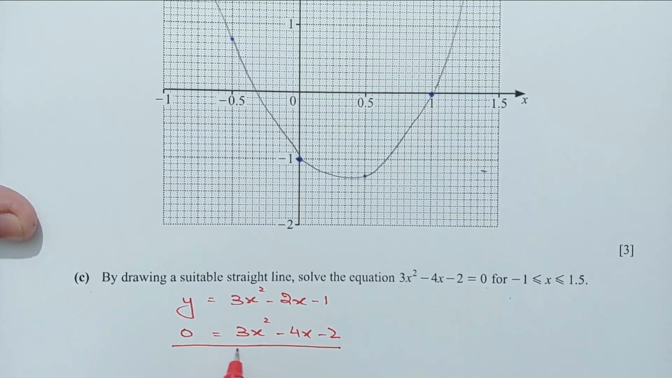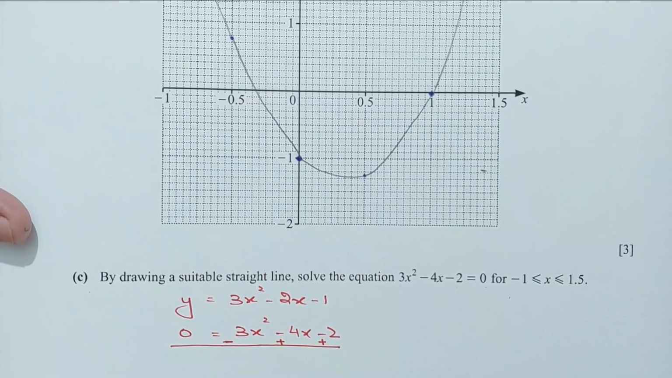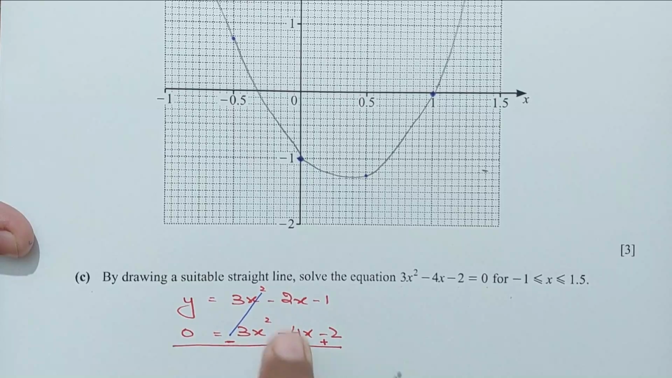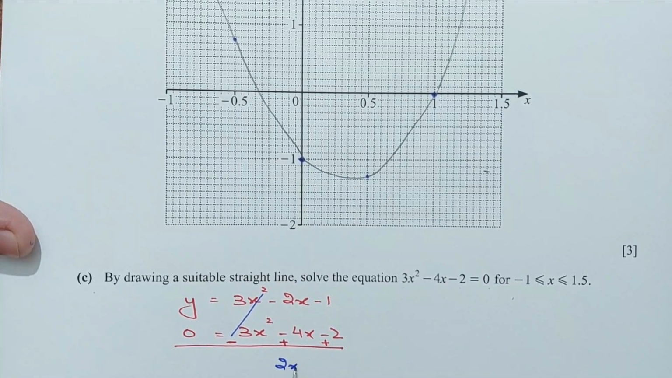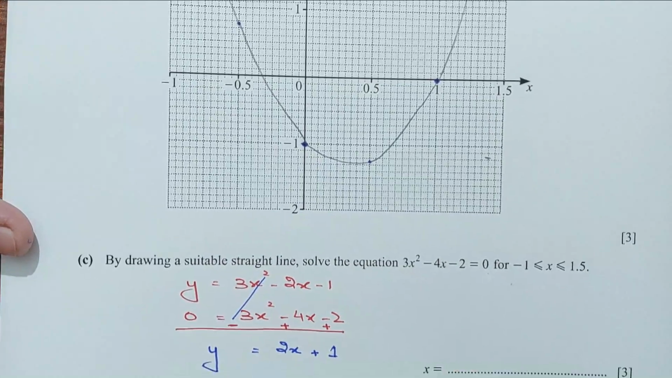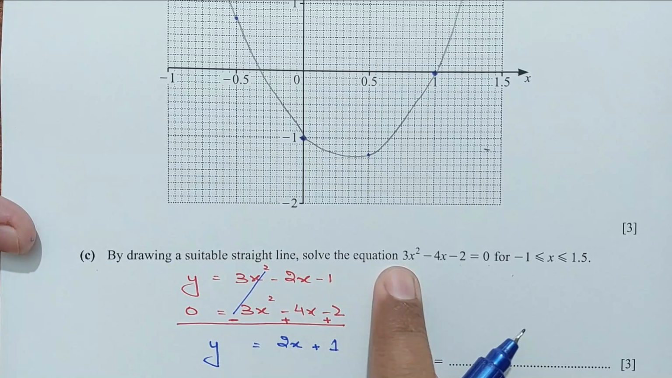Okay, so let me subtract, add, and add. Changing the signs. So we have, this is cancel. 4 minus 2 is 2x and 2 minus 1 is plus 1. And this is y. So y equals to 2x plus 1. This is a straight line we have to draw, right? And drawing a suitable line, we have to solve this equation.